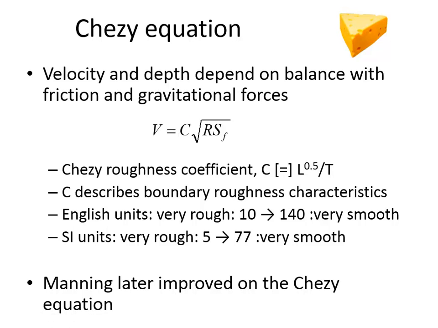You can see that the roughness coefficient would have units of length to the 1/2 power per time. One of the improvements that have been made on the Chezy equation is that it turns out that if you take slope to the 1/2 power but hydraulic radius to the 2/3 power, then it fits the data a little bit better.